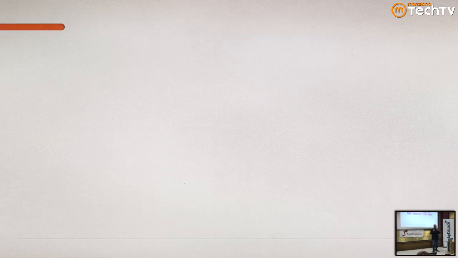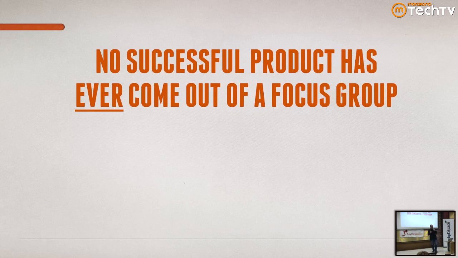Now, a word on focus groups. No successful product has ever come out of a focus group. Ever. Every single product that you can think of that stands the test of time, Frank Lloyd Wright's buildings, Herman Miller furniture, what have you, Apple products, these are physical products, and a lot of interfaces and a lot of design principles that are pioneered. They are qualitative improvements. They're not data-driven, right?